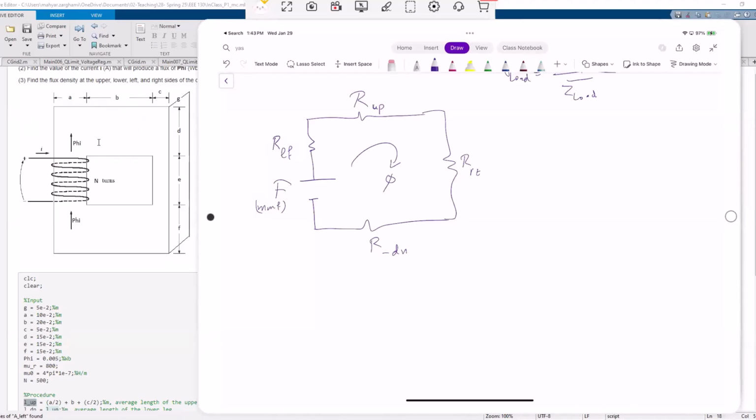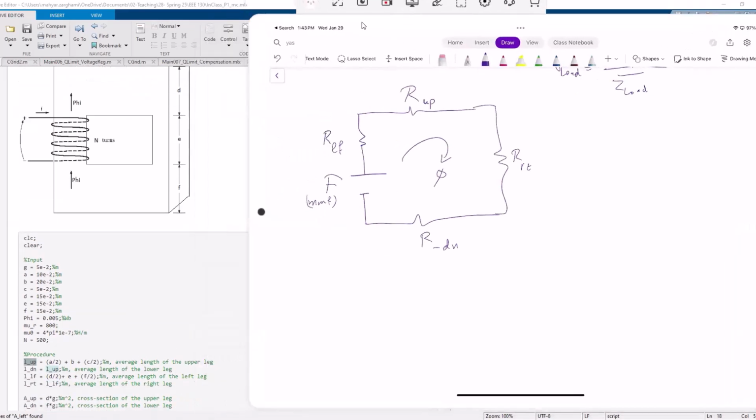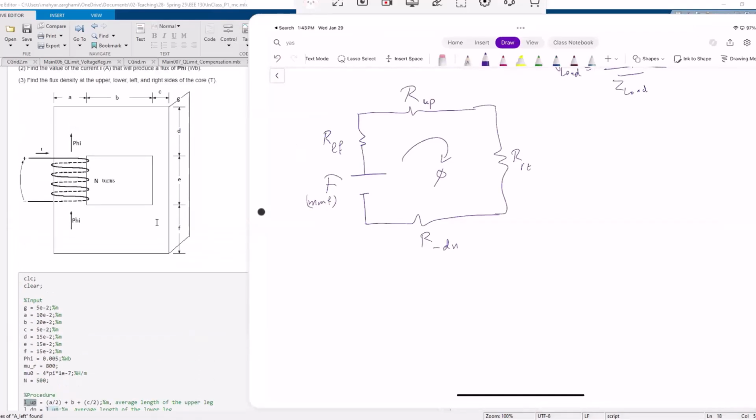So as you can see, in order to calculate the length, we come up with the whole B and then half of A and half of C. So this would be the average length associated with the upper leg. Is that correct? Are there any questions?